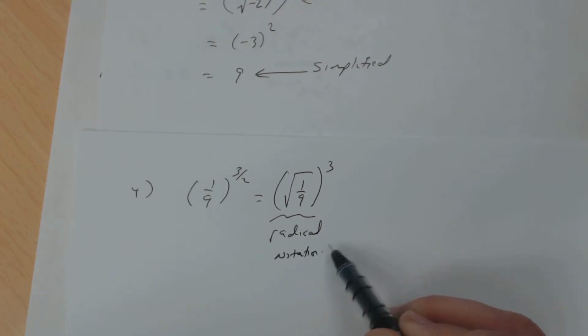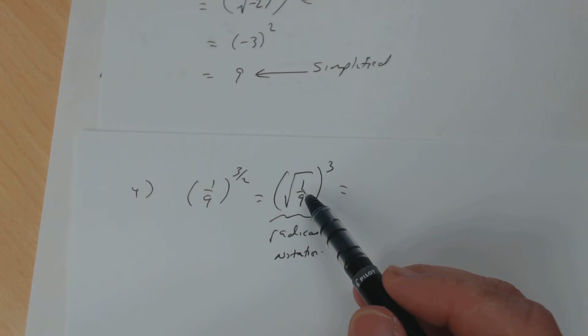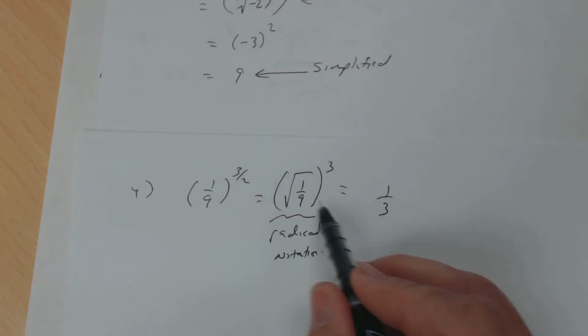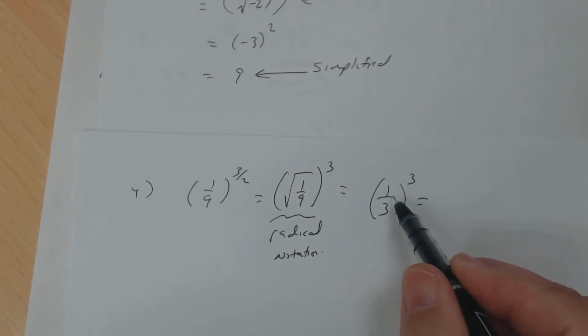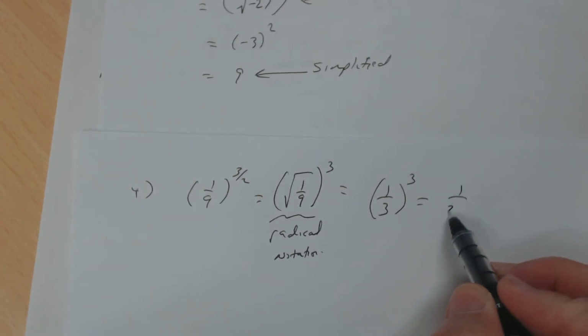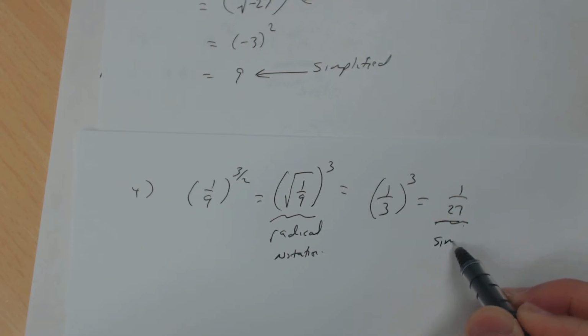So that's what you put in the blank. Now let's simplify this. First of all, the square root of 1/9, what number times itself twice is 1/9? Well, the answer is 1/3. So the square root of 1/9 is 1/3, but remember that's being cubed. And so 1/3 cubed means 1/3 times 1/3 times 1/3, which is 1/27. So this right here is your simplified answer.